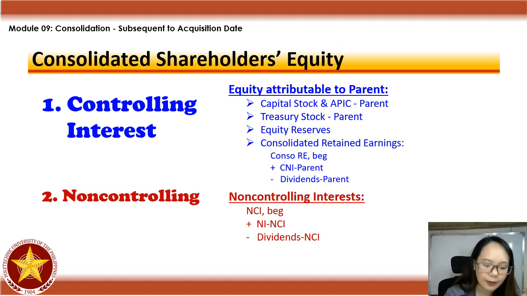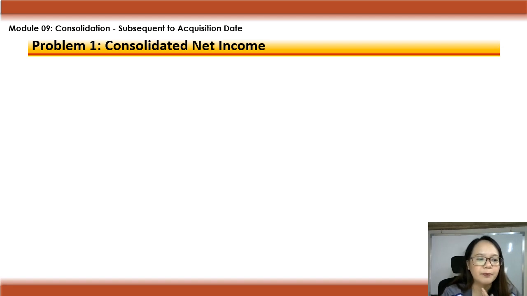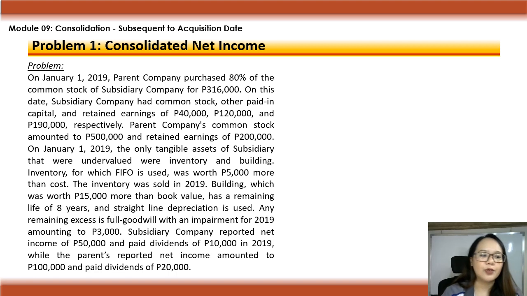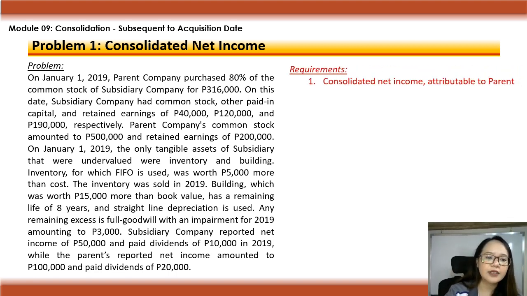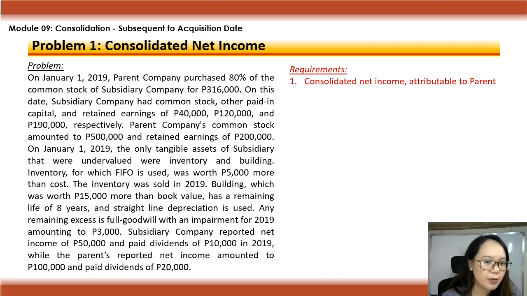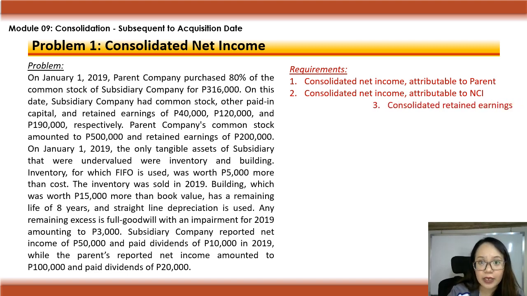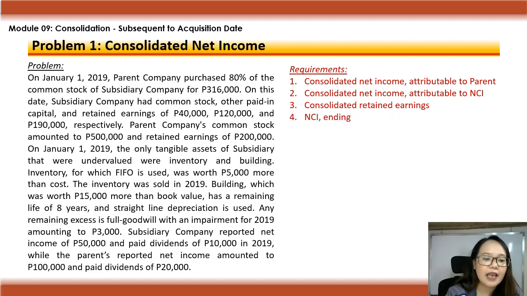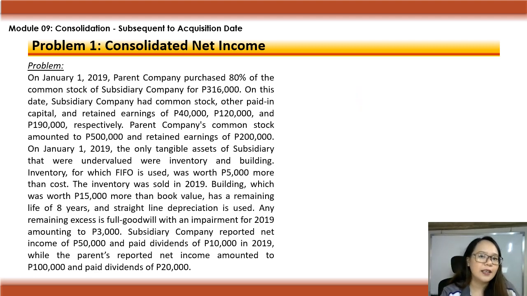Let's have a problem, okay? Consolidated problem. How to compute for the consolidated net income. So, this is the problem. May mga given siya, pero ang hinahanap mo requirements, first, the consolidated net income attributable to parent, the consolidated net income attributable to the non-controlling interest, the consolidated retained earnings, and then how much is your non-controlling interest as of end of the year, which is December 31, 2019. In this example, let's solve.